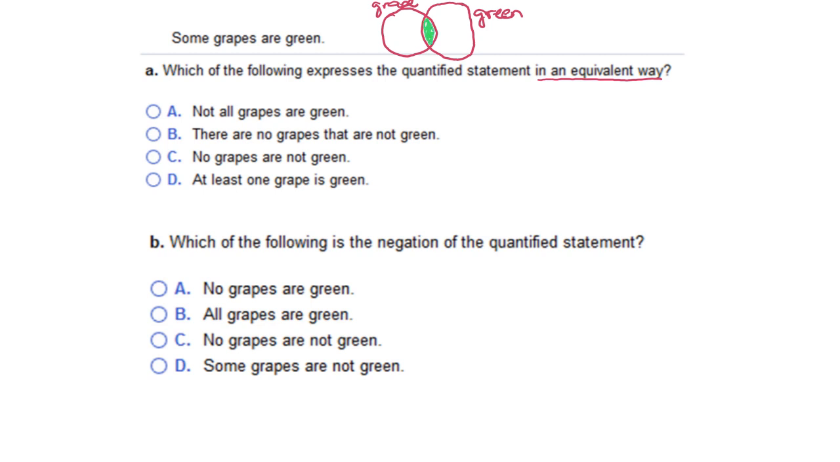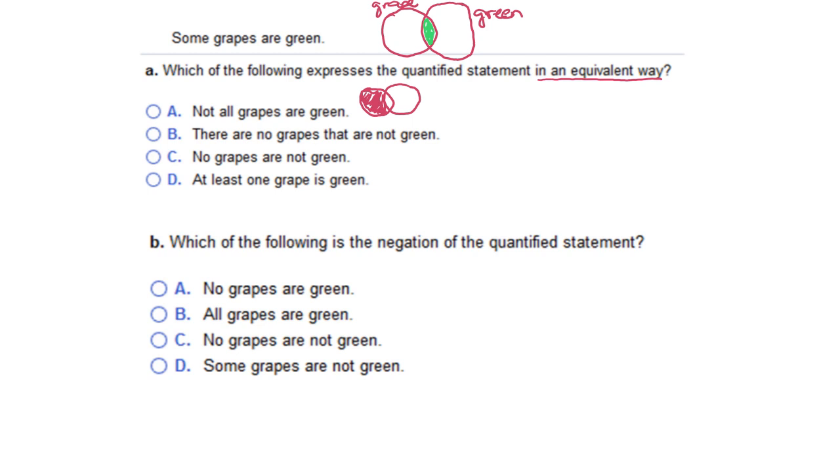All right. So let's take a look at the answers. We want one that has the equivalent shaded region, two circles intersecting. And let's take a look. It says not all grapes are green. So in this case, for statement A, you can have two separate circles. Again, I'm going to keep the grapes on the left side, the green on the right side. Not all grapes are green. So that one actually would shade this region here. Not all grapes are green. So that doesn't look like my original one.